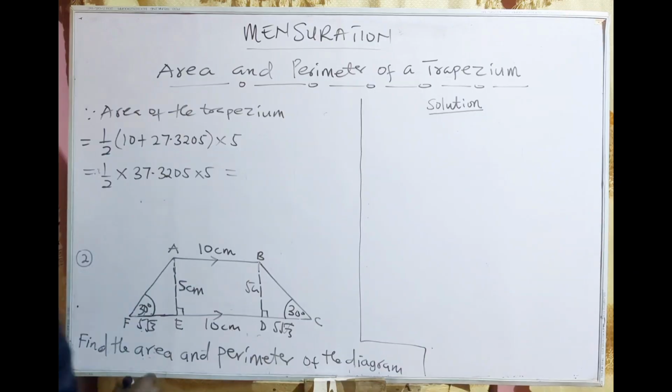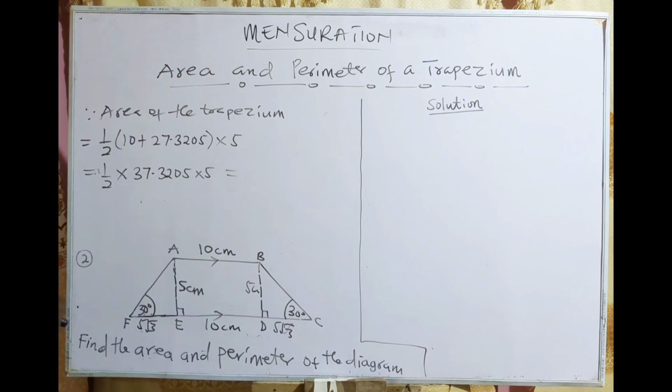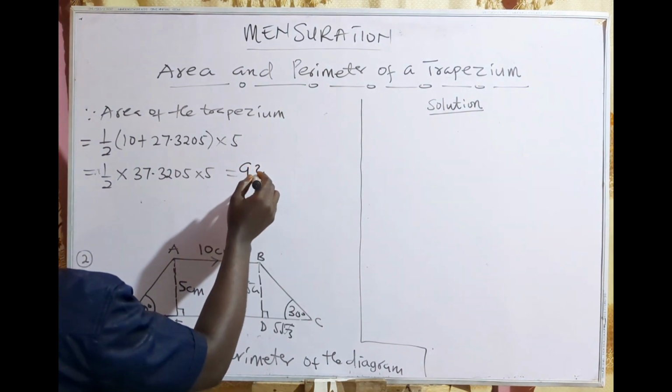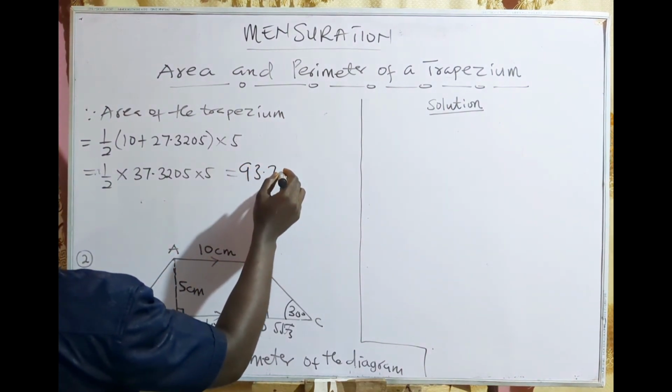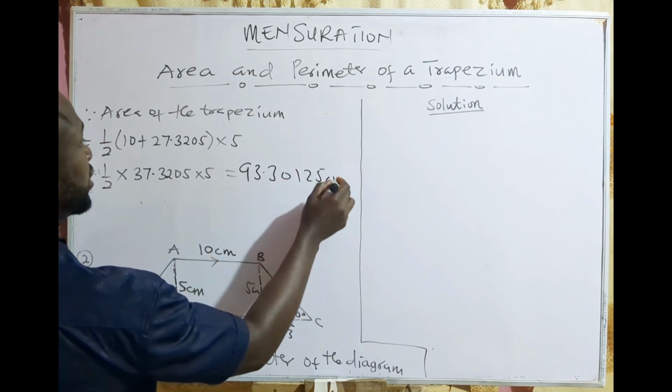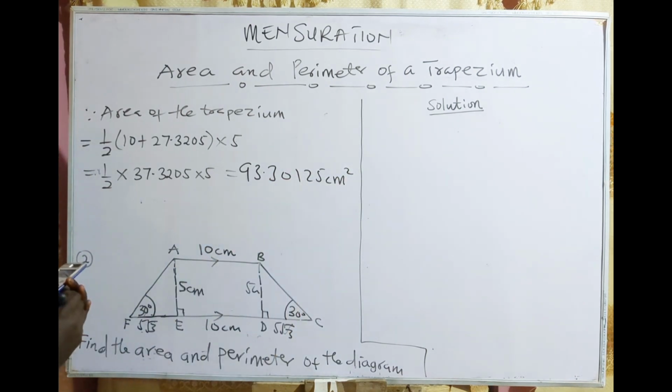So 1/2 times 37.3205 times 5 will give us 93.30125 centimeters squared. Okay, so that is the area.